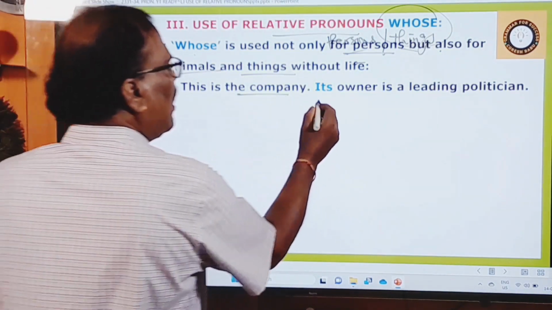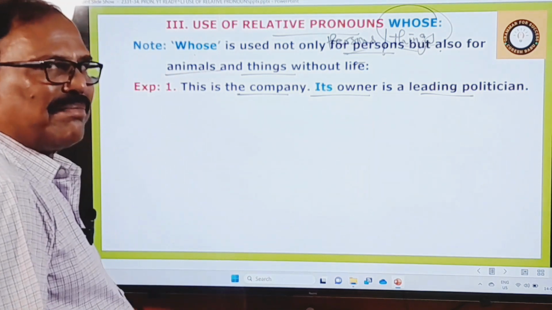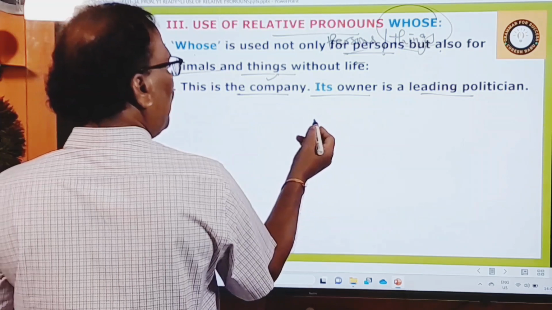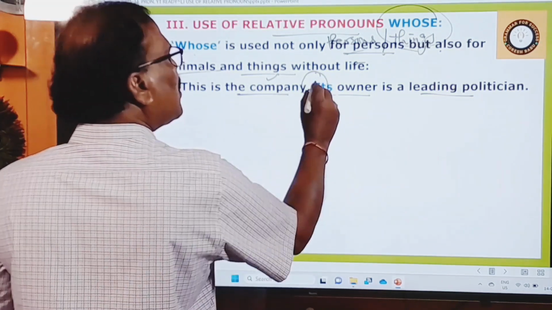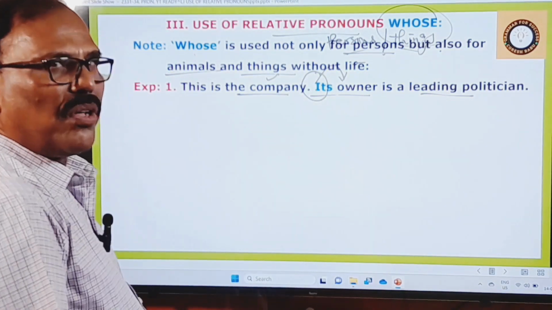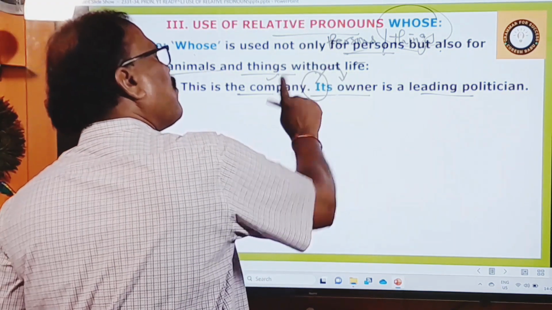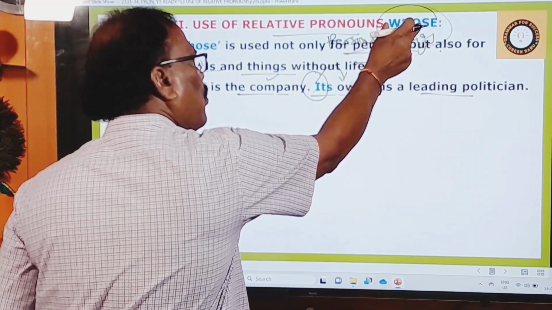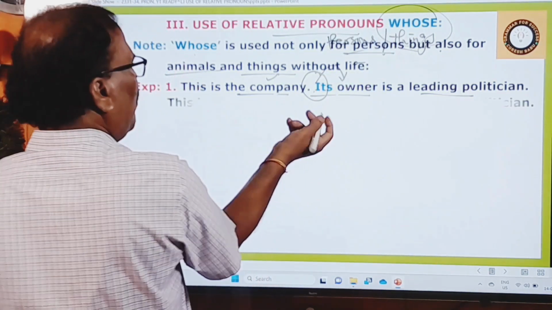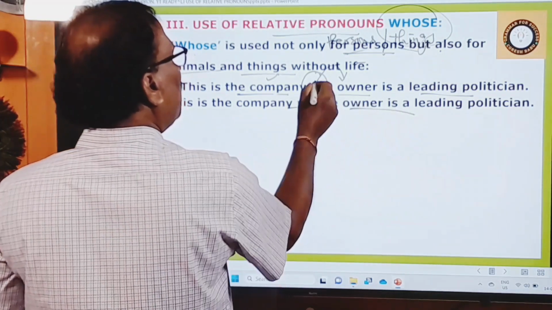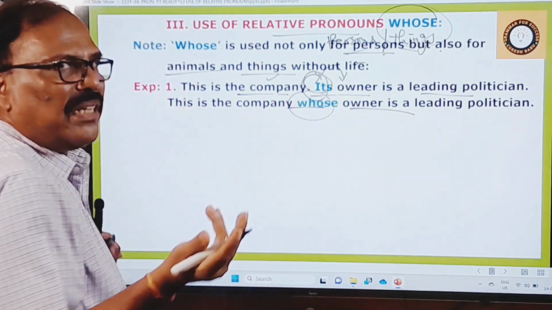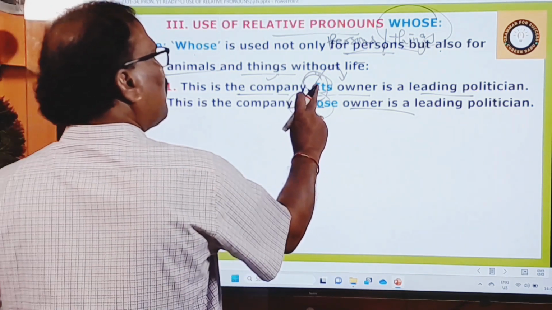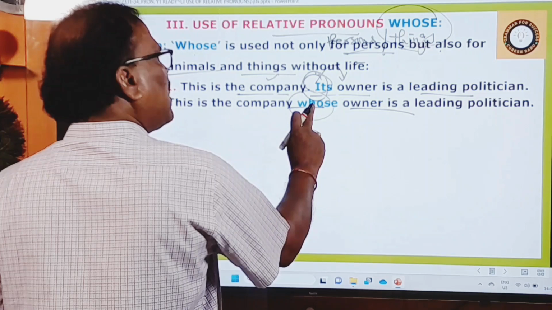This is the company. Its owner is a leading politician. So we are talking about this company. In the second example, we are using its owner. Its owner means the owner of this company. So this its is in the possessive case. Instead of this possessive case, you have to use whose. Okay, and here that is simple. Instead of that, whose owner is very simple. Instead of its, we have used whose. Is there any problem here? No problem at all. Instead of this possessive case pronoun, we are using the possessive case relative pronoun.